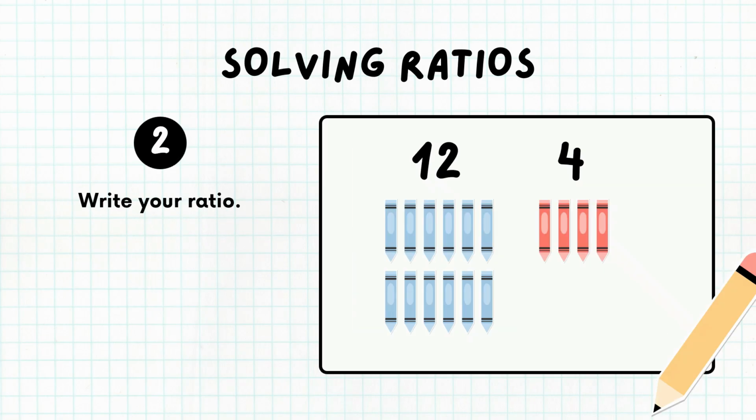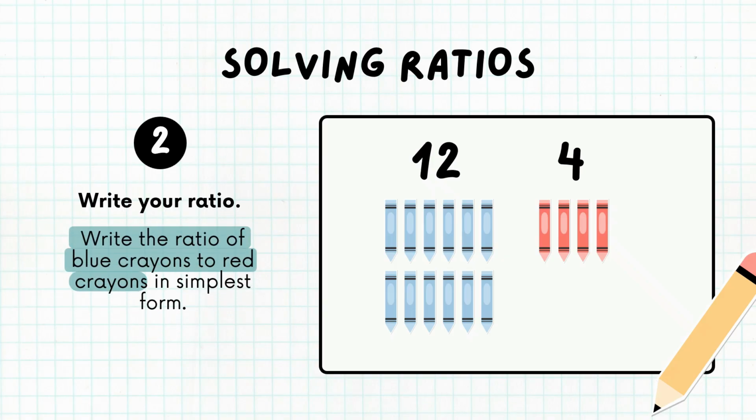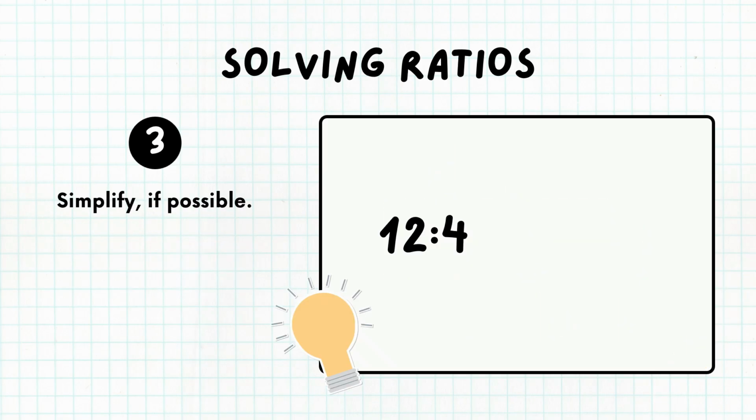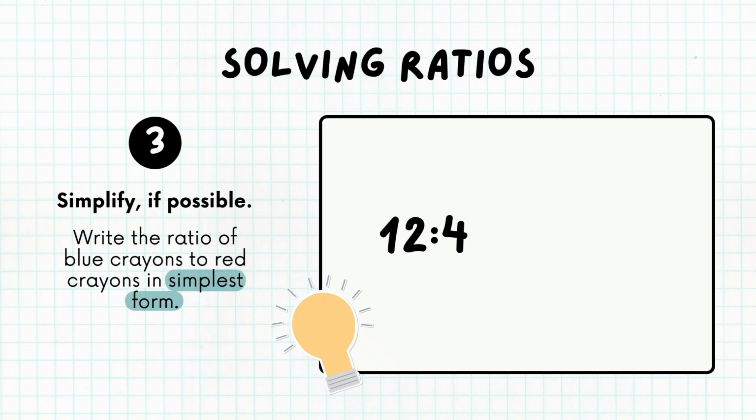Step 2, write your ratio. Write the ratio of blue crayons to red crayons in simplest form. So our ratio is 12 is to 4. Lastly, simplify if possible. So 12 and 4 are both divisible by 4. And our final answer is 3 is to 1. A ratio is always expressed in its simplest form by dividing both quantities by their greatest common factor or GCF, making the comparison clear and easy to understand.